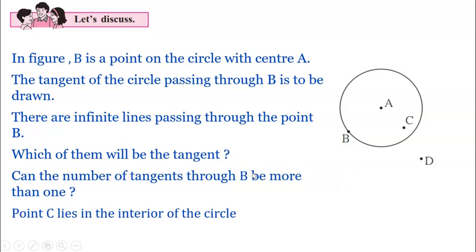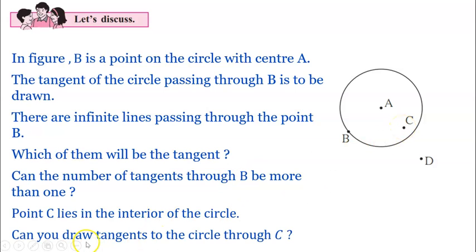Next, point C lies in the interior of the circle. Can you draw a tangent to the circle through C? We cannot draw a tangent through C. If we draw a line through the point C, it will intersect the circle in two distinct points, and therefore it is not a tangent, it is a secant.